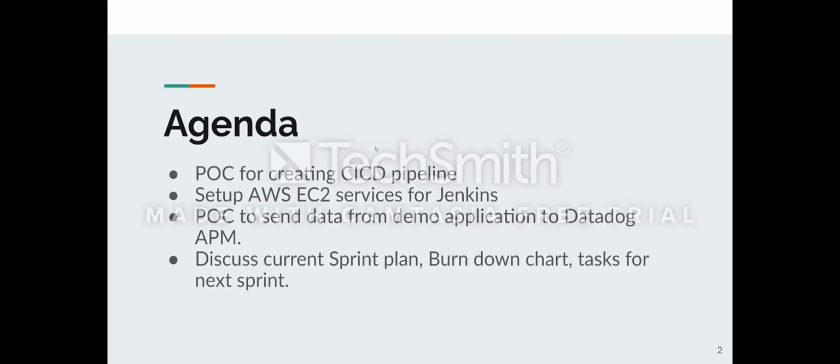To begin with, I'm going to go over the agenda real quick. Over the past few weeks, we have successfully created the CI/CD pipeline, and we also set up the AWS EC2 server for Jenkins to be hosted at, and we'll also be able to send data from the demo application to the Datadog APM by now. We will also discuss our current sprint plan, the burn down chart, as well as the tasks for the next sprint.